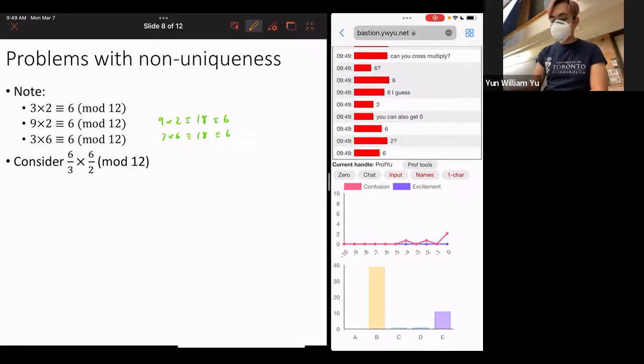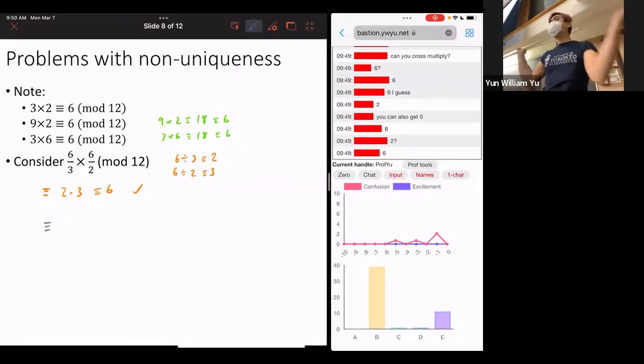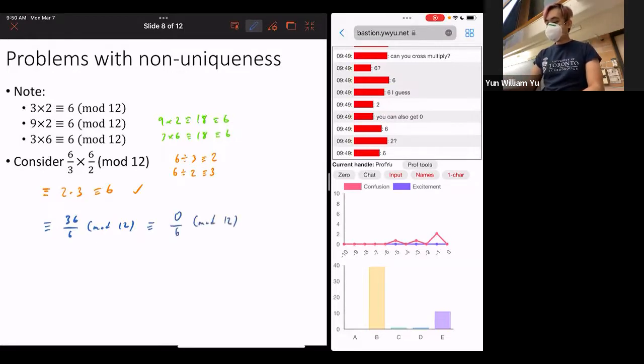But notice, we know that 6 divided by 3 is equivalent to 2, and 6 divided by 2 is equivalent to 3. So one way of doing this is 2 times 3, which is equivalent to 6. Okay, great. But another way of doing it is, if you just multiply everything through, this is 36 divided by 6 mod 12. But 36 mod 12 is just 0, right? Because 36 is a multiple of 12. That's 0 divided by 6 mod 12, which is equivalent to 0.